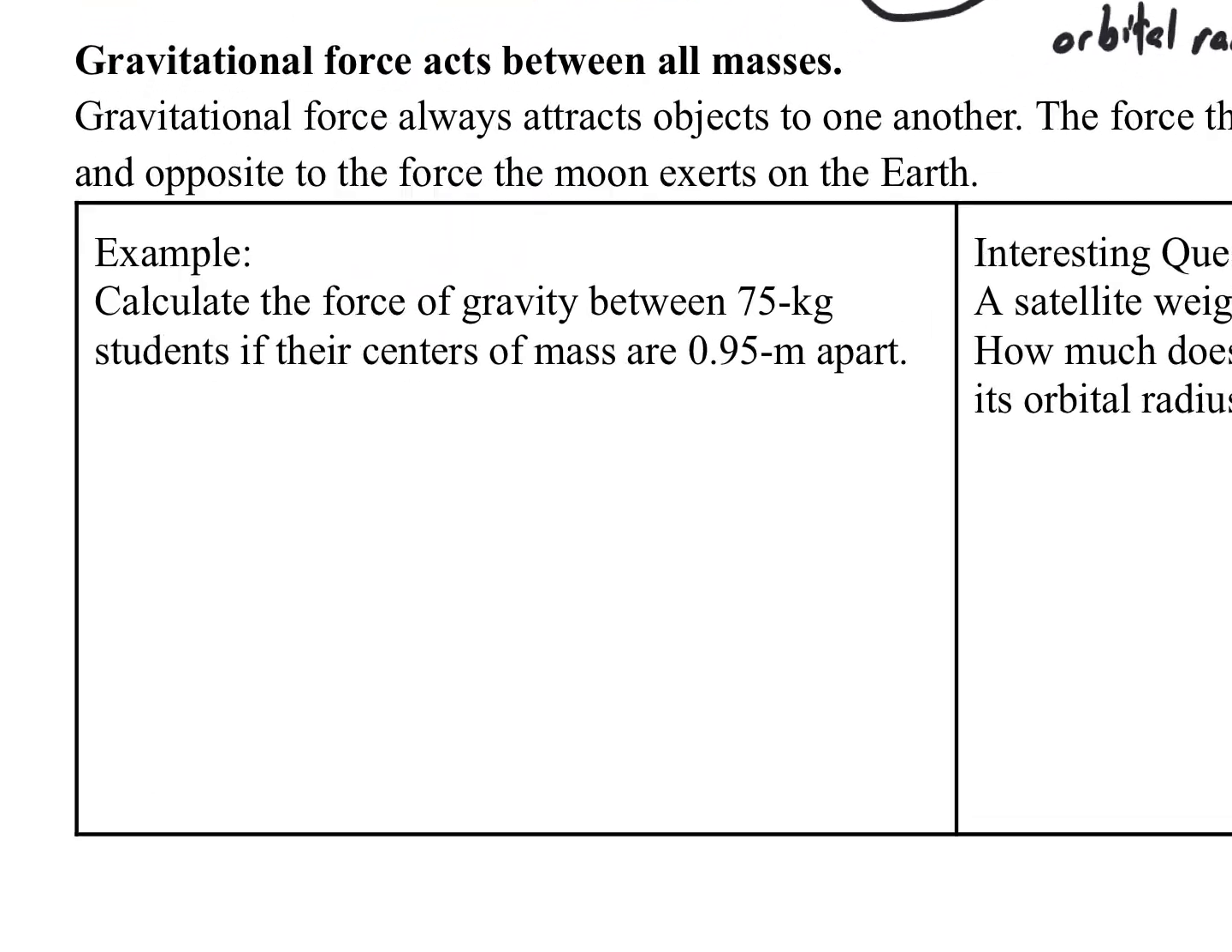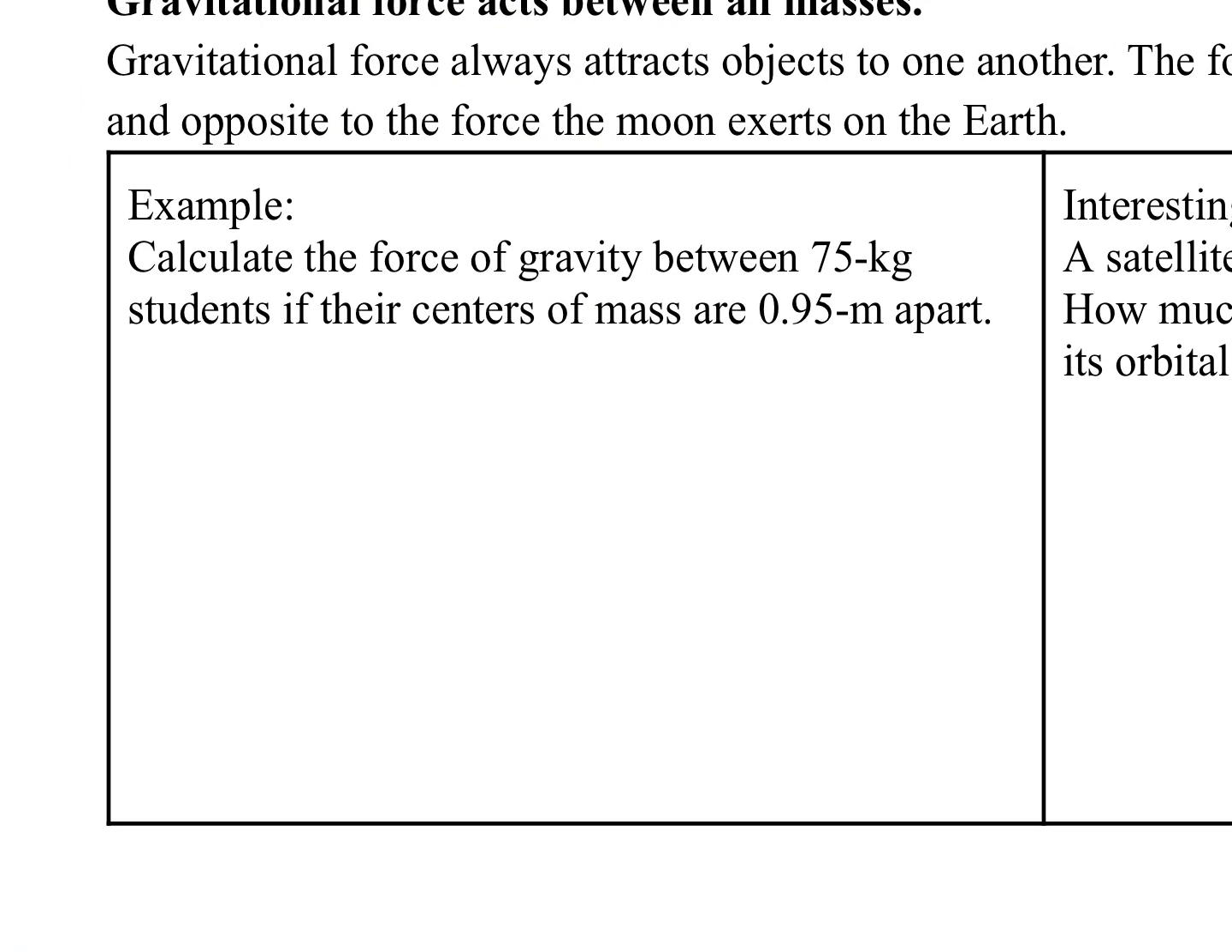So we have our first example here. We have the force of gravity between two 75 kilogram students if their centers of mass are 0.95 meters apart. All right, so let's go ahead and do a couple of things first. Let's write our equation that we're going to be using. It'll be Fg is equal to big G m1 m2 over r squared.